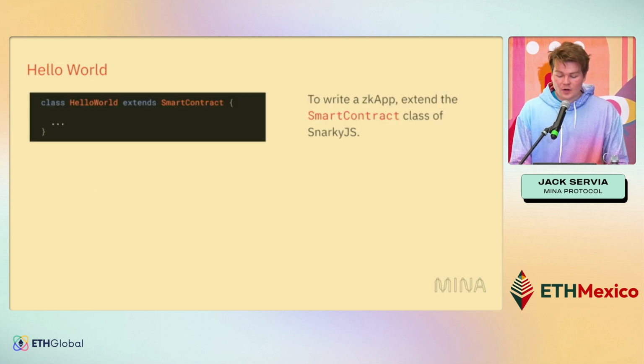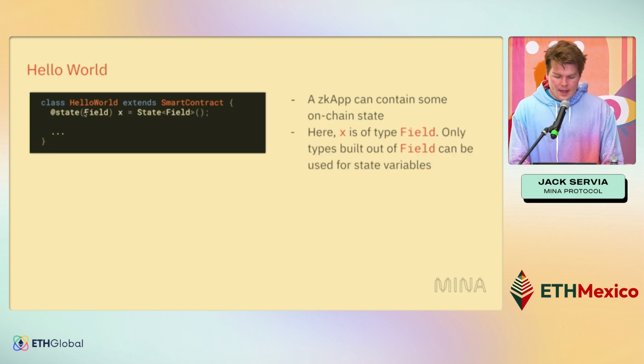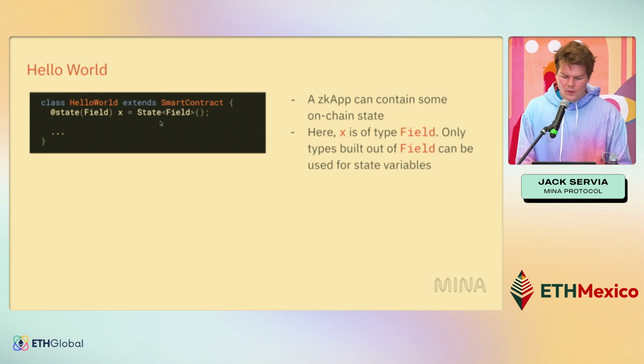So to write a snarky.js smart contract, we just extend this smart contract class in snarky.js. You just import it and extend. So here we have a smart contract called hello world. It's that simple. And then if we want to define state that's going to be stored on the Mina blockchain, we have a variable here called x, and we use this state decorator in order to say we want to take this variable x, we want to store it on the Mina blockchain, we want to make sure that anytime it's updated, it's being updated in a legal way, and we also want it to have the type of field.